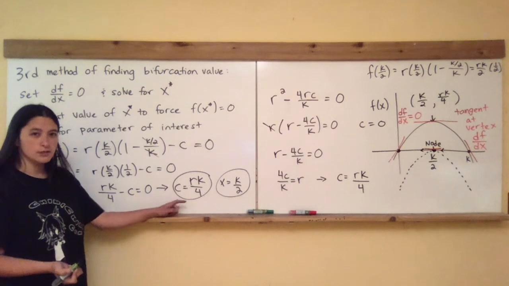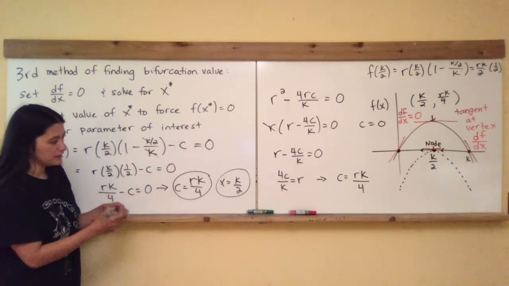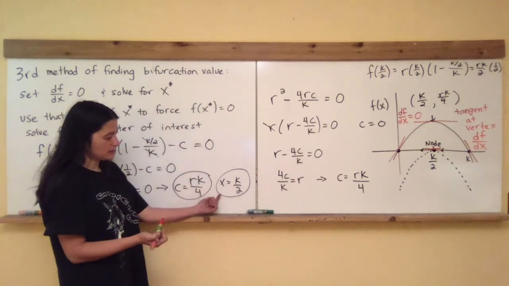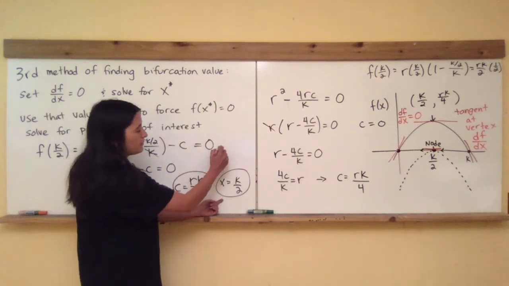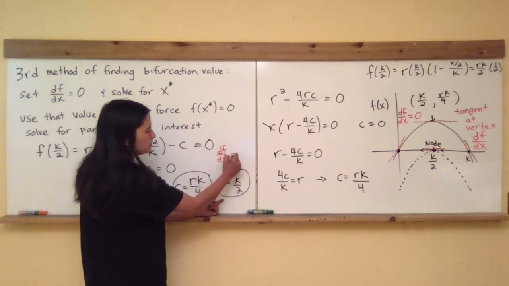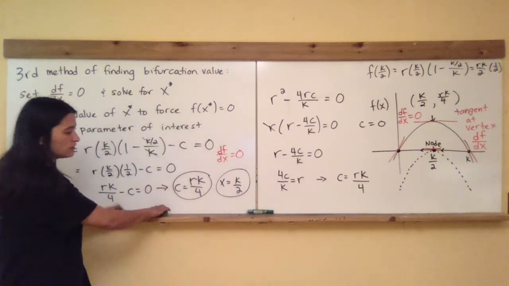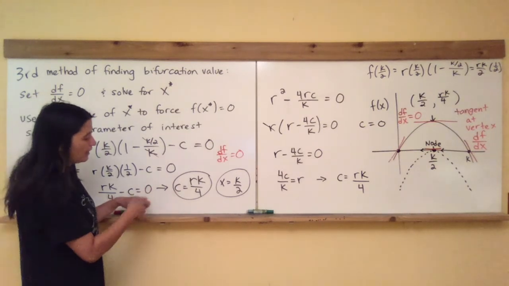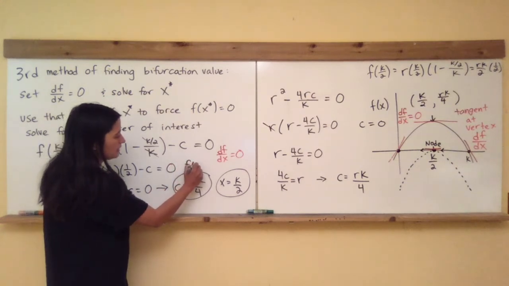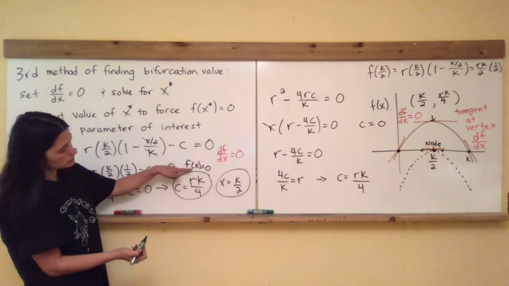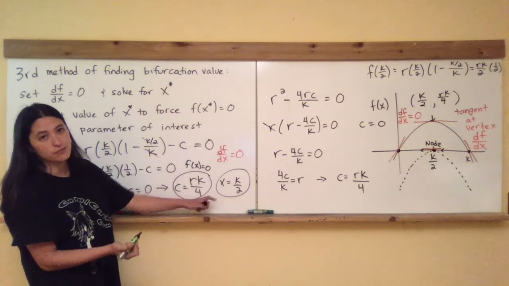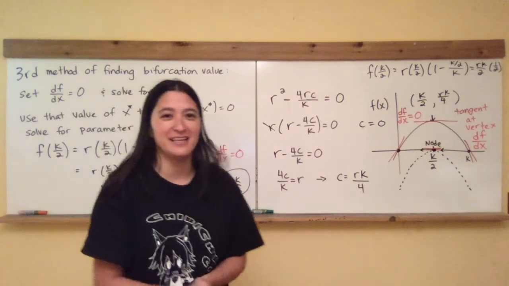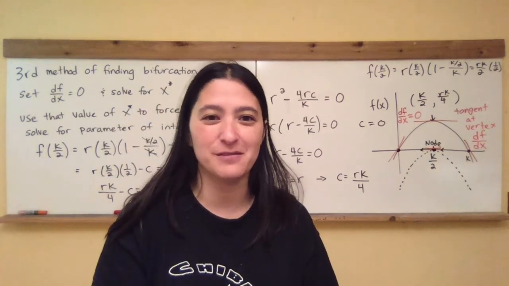Okay, so again, just to review this final method: the fact that x is equal to k over 2, I got by setting df/dx equal to 0. And the second thing I got, the parameter value that guarantees that that's a fixed point, I got by setting f of x equal to 0 using the value of x that I obtained from the first step. Okay, that's a little complicated, but hopefully some people appreciate it. I definitely use that method myself many times to find a bifurcation value.